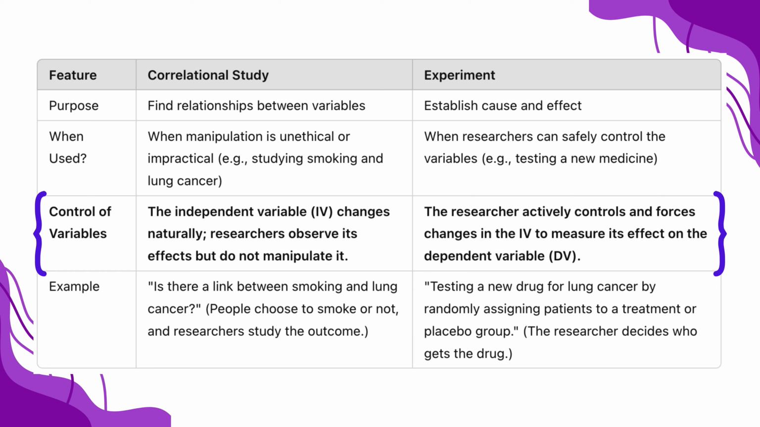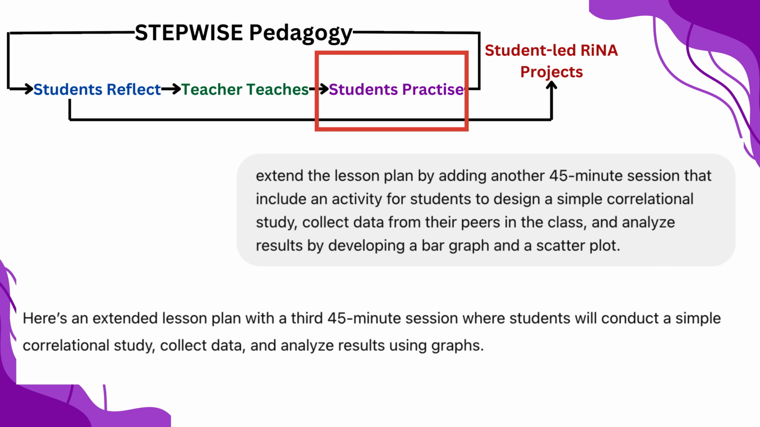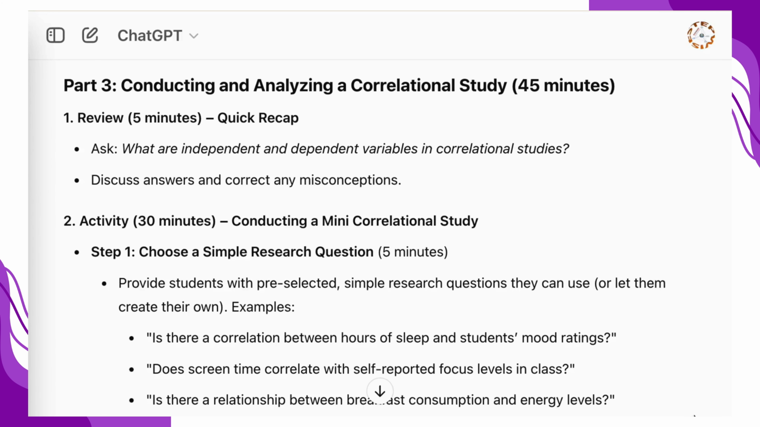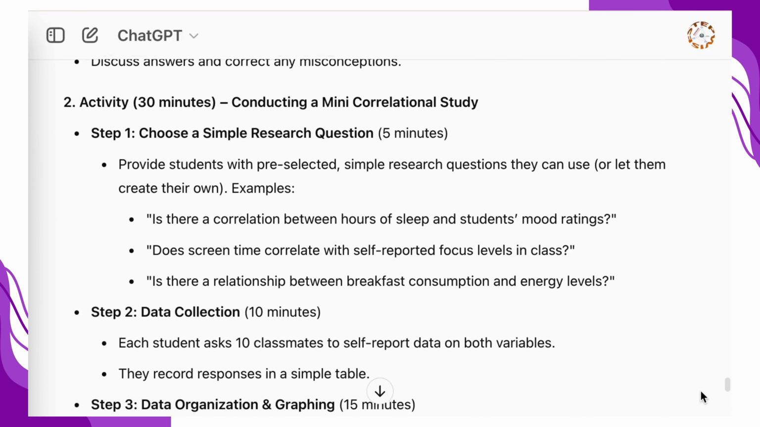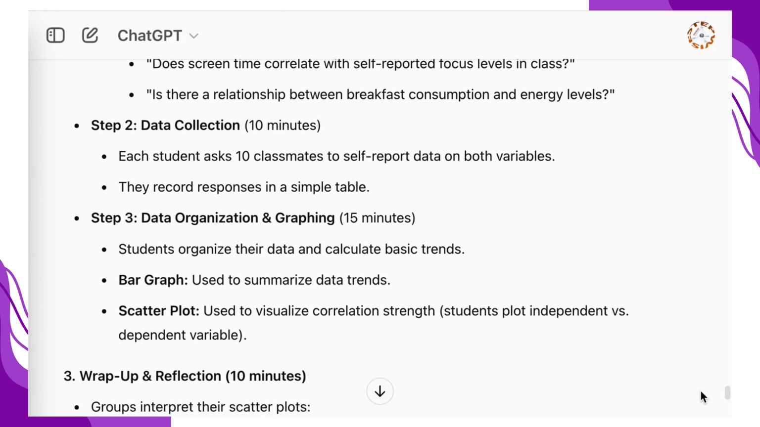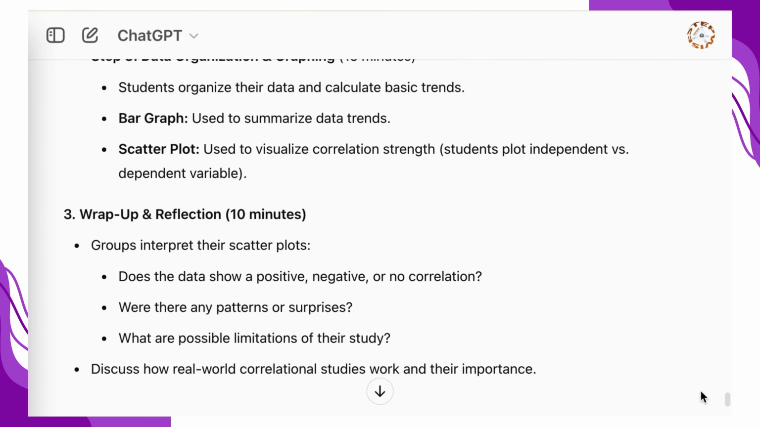Students need to practice what they've been taught, and we can prompt ChatGPT to have them design a correlational study of their own. The AI model creates an activity where students choose a topic of their study, recognize the variables, collect and organize the data, and graph their findings. This is followed by a reflection and a list of deliverables.